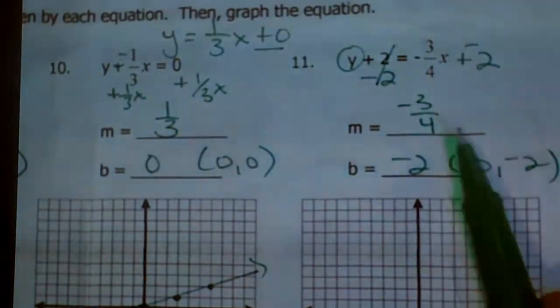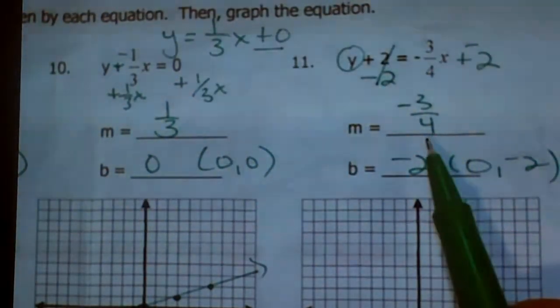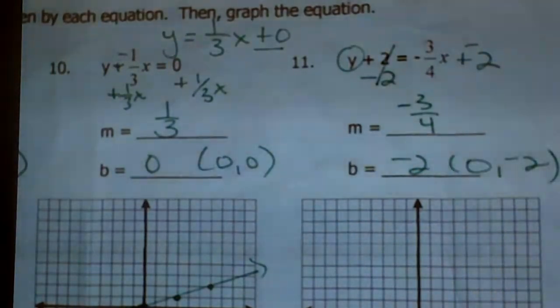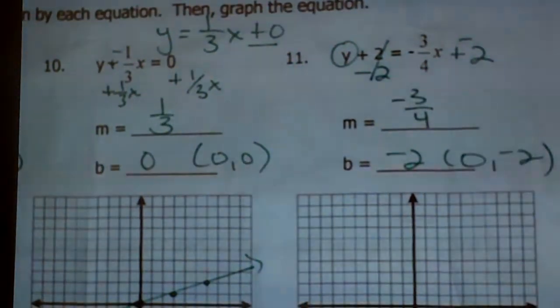Notice I did not put an x after that. The slope is the coefficient of x. Don't include the x when you list your slope for me, please. It's a little pet peeve of mine.